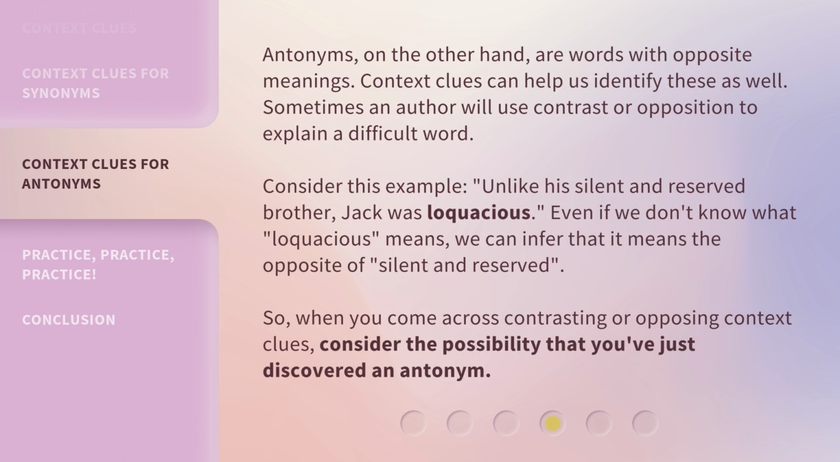Antonyms, on the other hand, are words with opposite meanings. Context clues can help us identify these as well. Sometimes an author will use contrast or opposition to explain a difficult word. Consider this example. Unlike his silent and reserved brother, Jack was loquacious. Even if we don't know what loquacious means, we can infer that it means the opposite of silent and reserved. So, when you come across contrasting or opposing context clues, consider the possibility that you've just discovered an antonym.